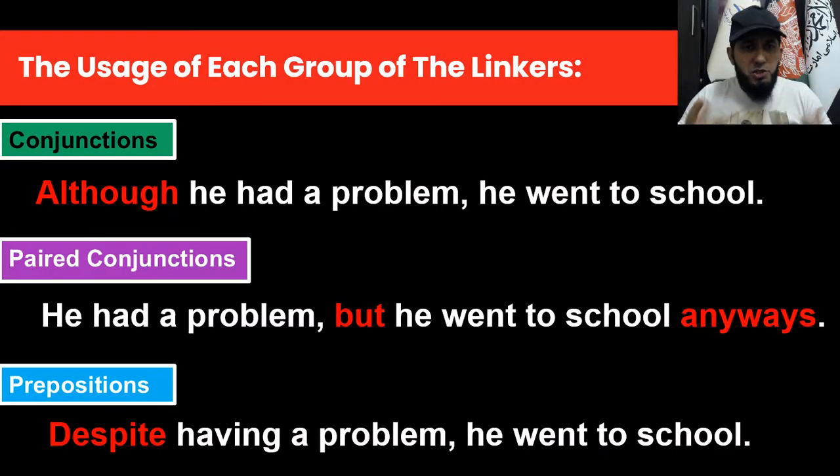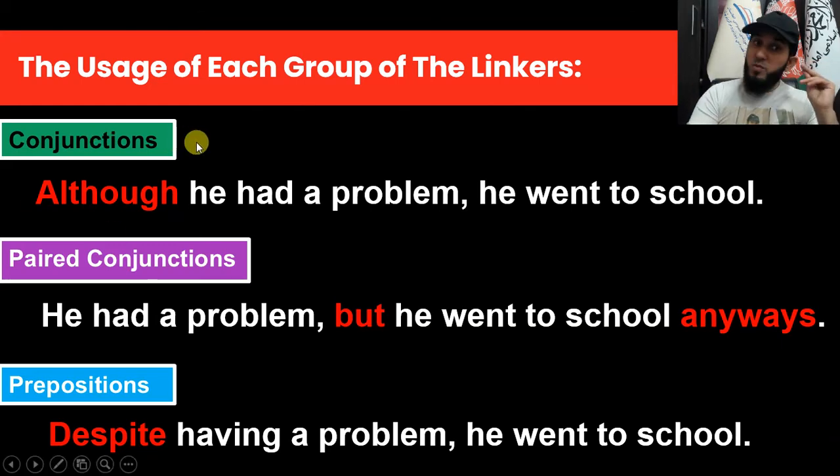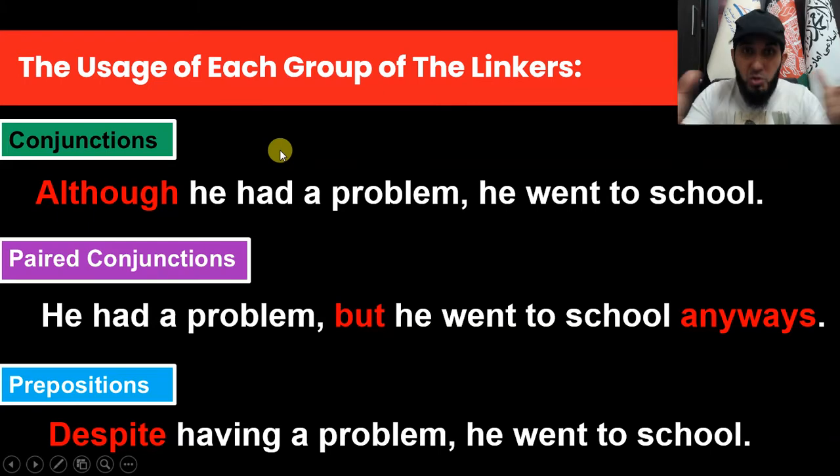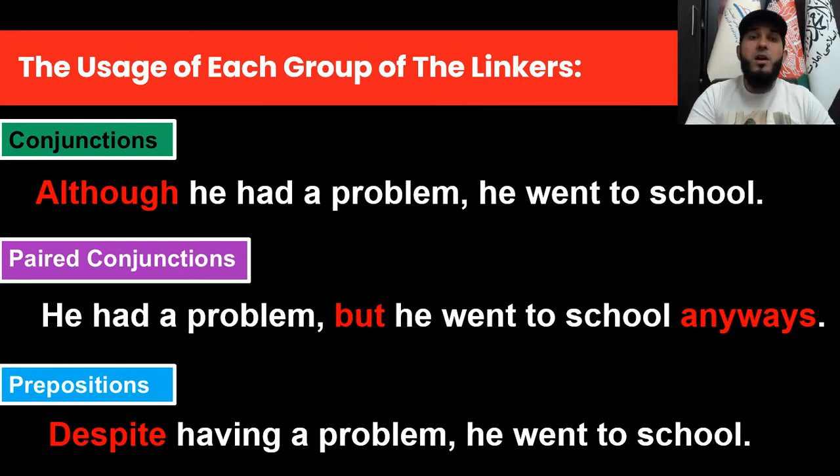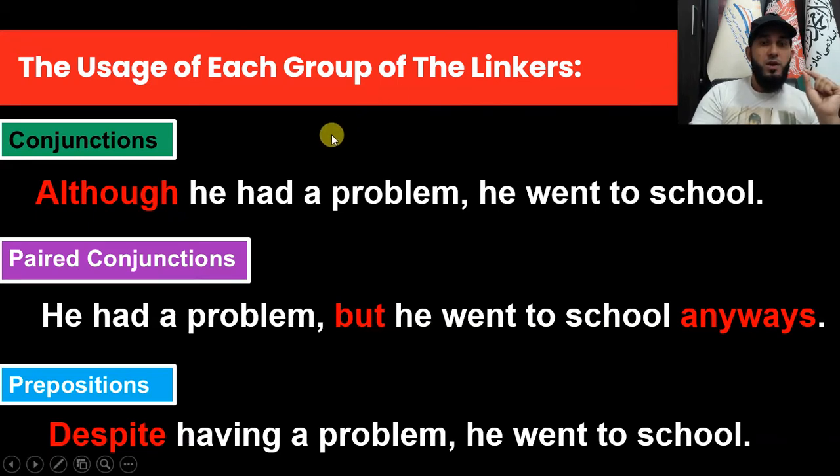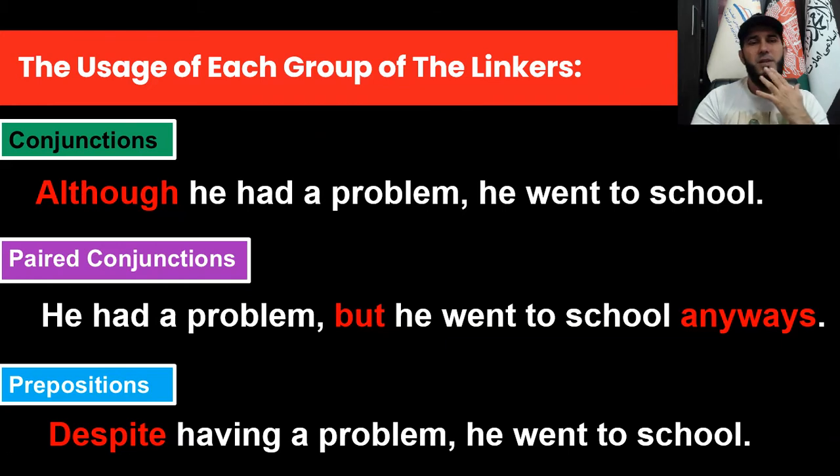Now, the usage of each group of the linkers. As I said before, some grammarians call them linkers, some call them connectors, adverb clause signals, adverb clause words. So now one example for each of them, starting with conjunctions. And keep in mind that I don't want you to be confused later on, because we'll be covering all 8 types of adverb clauses. So now I want you to pay close attention. All subordinate conjunctions which are used in adverb clauses in complex sentences are used exactly in the same way, except there are just a few exceptional cases. So: Although he had a problem, comma, he went to school.